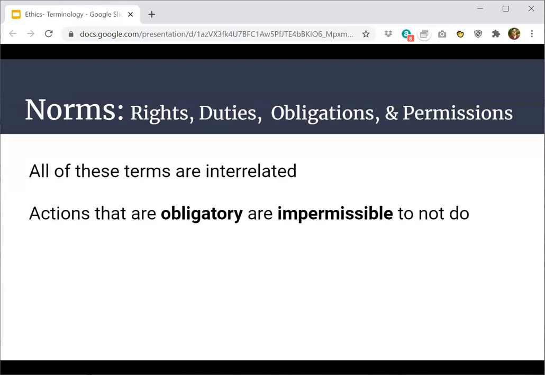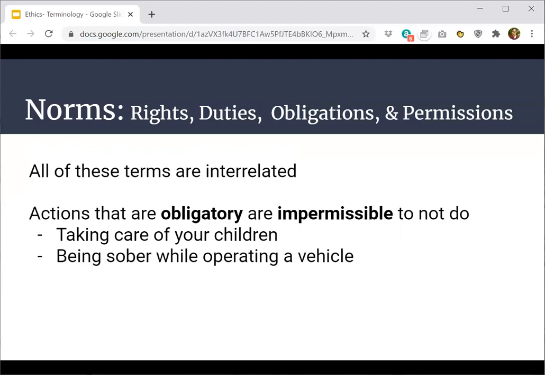Actions that are obligatory are impermissible to not do. So, for example, taking care of your children. It is obligatory if you have a child and you haven't given it up for adoption or rescinded your own obligation to the child. It is obligatory for you to take care of the child, meaning it is impermissible to not take care of the child. It is obligatory for you to be sober while operating a vehicle. This is not necessarily a moral sense of obligation, but it's a legal sense of obligation.